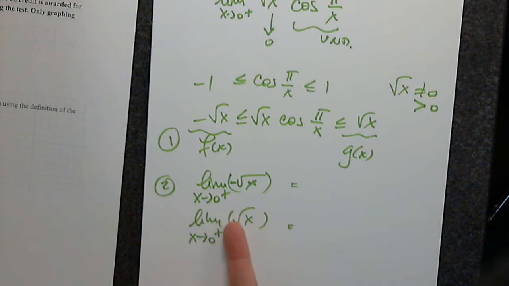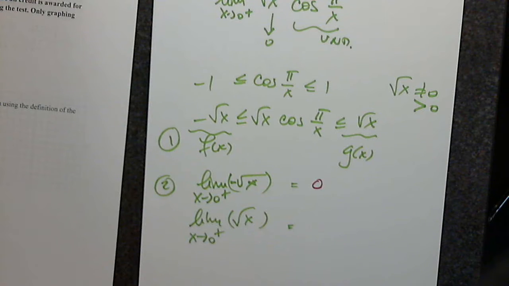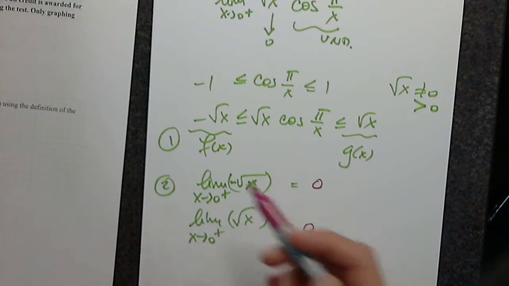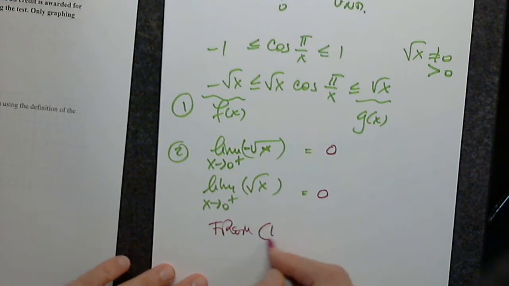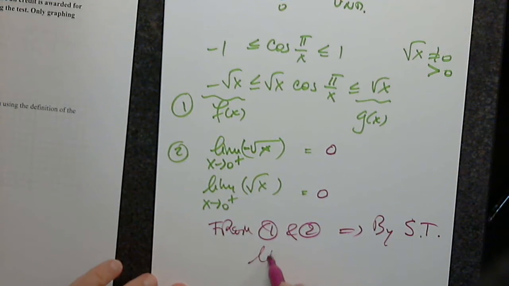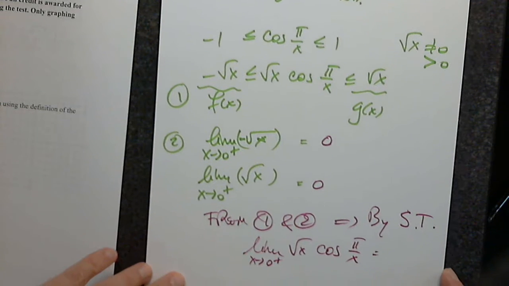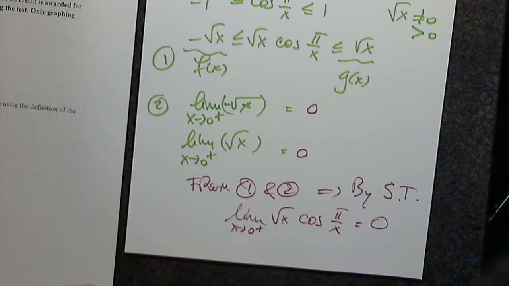So what is the limit, when x approaches 0 from the right, of negative the square root of x? How much? Of course. And how much is the limit of the square root of x when x approaches 0 from the right? Good. From 1 and 2, by squeeze theorem, what do we conclude about the limit of the square root of x cosine pi over x as x approaches 0 from the right? Of course. Very good. Well done.